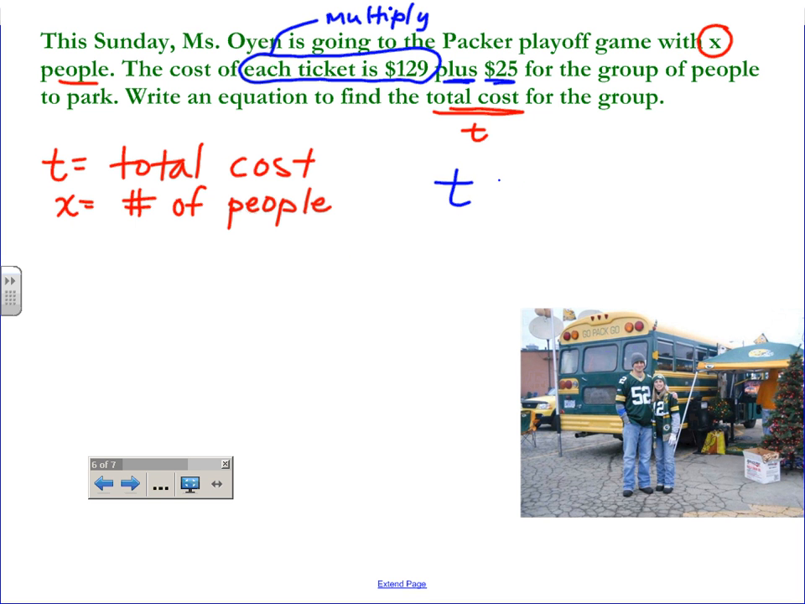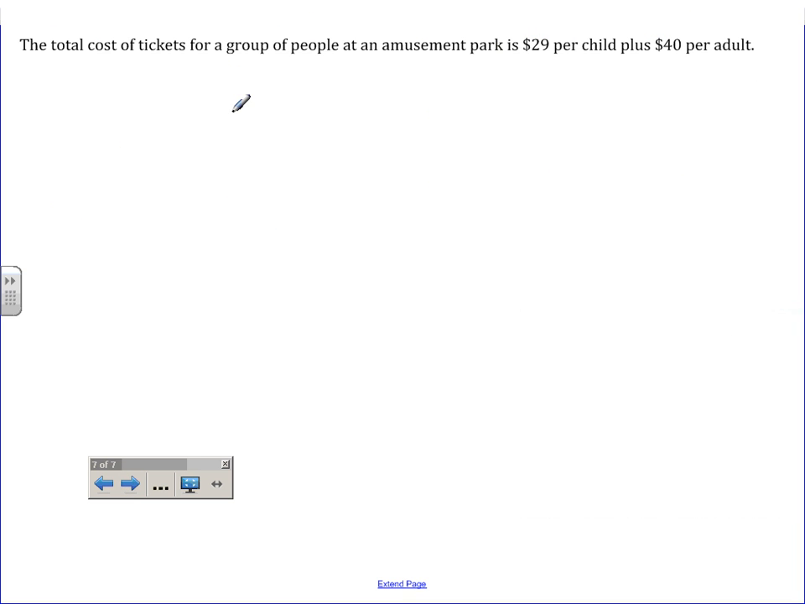So to find the total cost, I know each ticket is $129. We're buying X amount of tickets, so I'm going to do 129 times X. It's 129 per person, for each person, so I have to multiply. If one person went, it'd be 129 times 1. If 2 people went, 129 times 2. Plus, it costs that group $25 to park. Here's my equation to find the total cost for the group that is going. Go Packers.